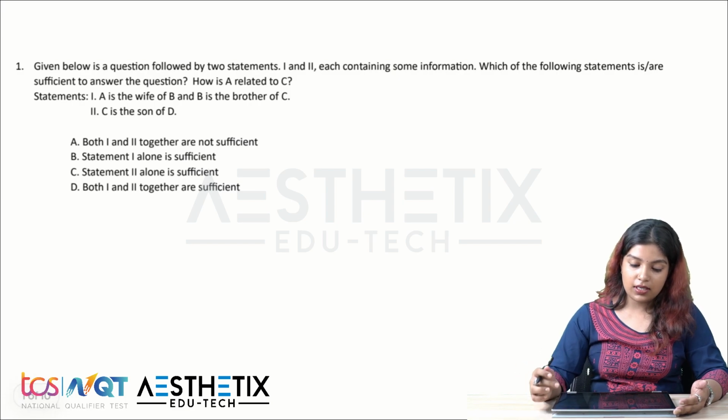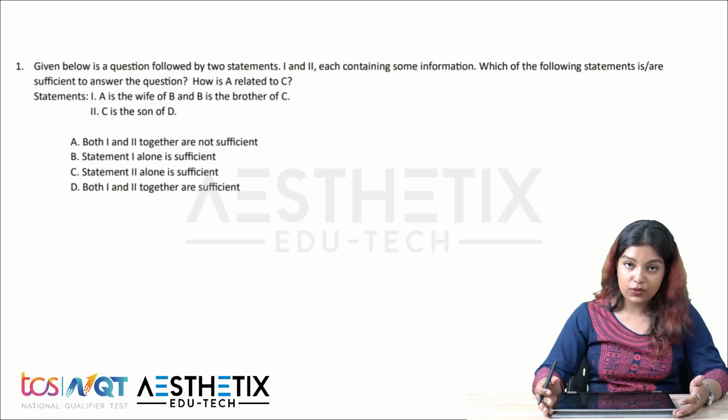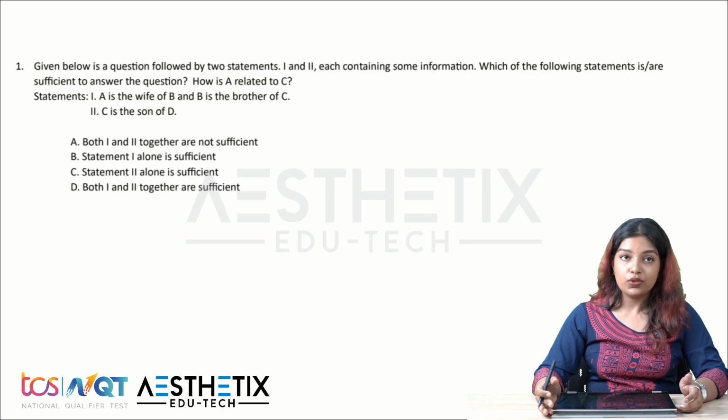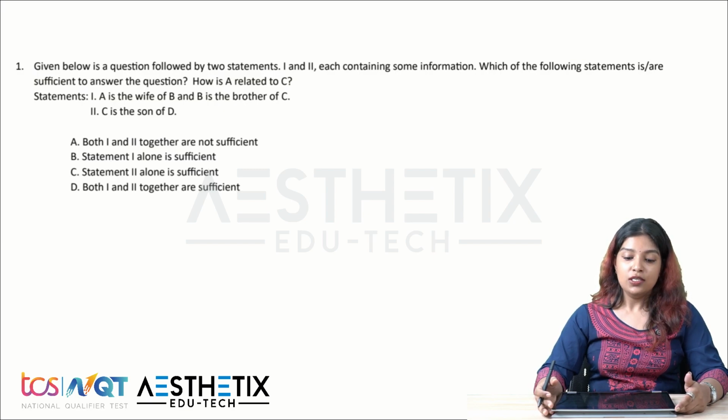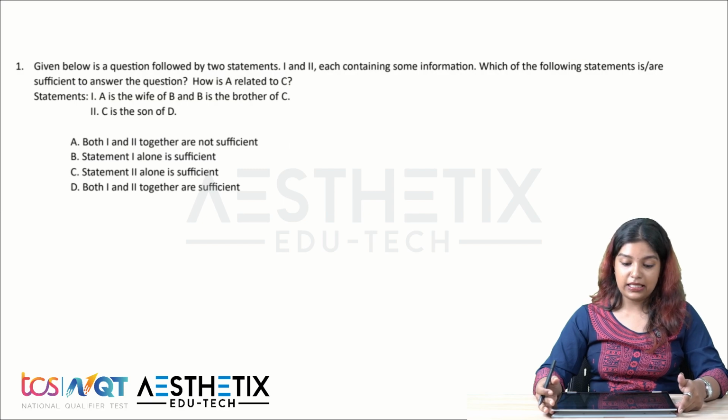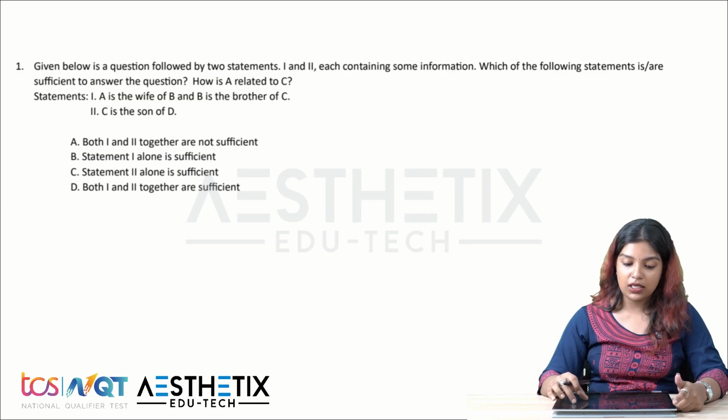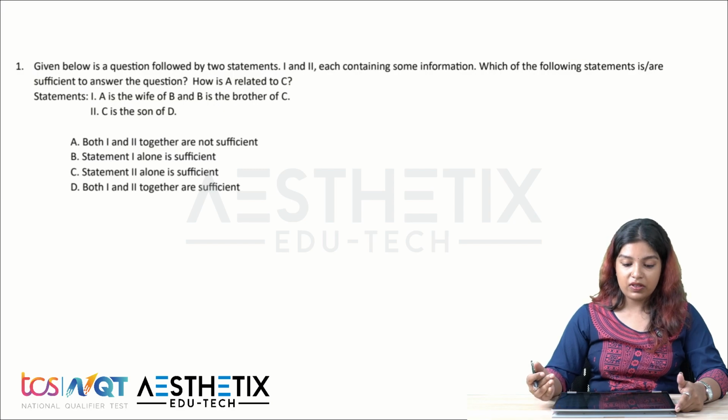So the first question is, given below is a question followed by two statements, 1 and 2, each containing some information. Which of the following statements is or are sufficient to answer the question, how is A related to C? This particular question is from the topic data sufficiency, and we have two statements here. The first statement is A is the wife of B and B is the brother of C. And the second statement is C is the son of D. And we are given four options.